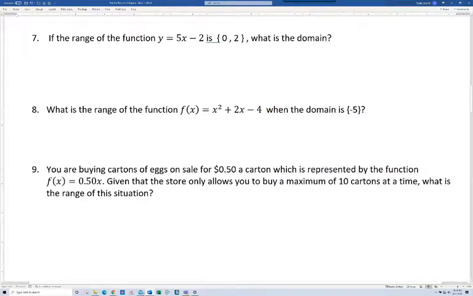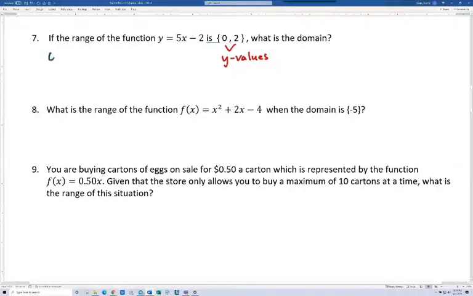So it says, if the range of the function y equals 5x minus 2 is the set with 0 and 2 in it, what is the domain? Well, notice 0 and 2 here, since we're talking about range, these are y values. And so I want to plug them into the equation for y, each one of them, and so I'm going to get 2 x values that are going to be my domain.